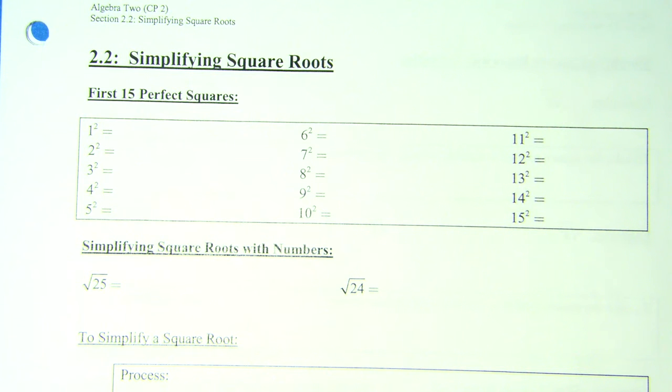Basically, we're doing this because starting in the next unit, when we start solving certain types of equations, we might have square roots in our answer. And I don't want to give decimal answers. I want to simplify my square root to write it with the smallest number of numbers possible. Before we do this, though, I want to make a list of the first 15 perfect squares.